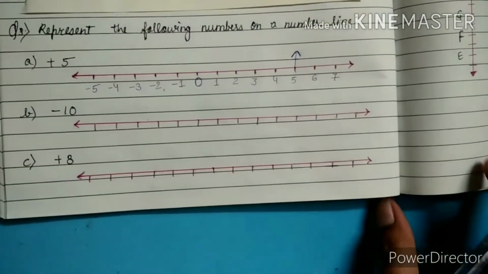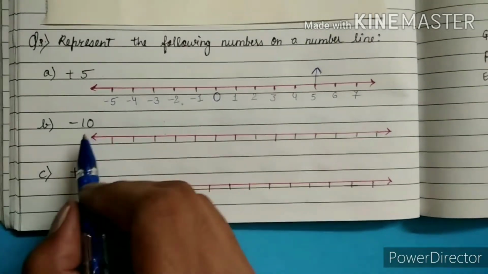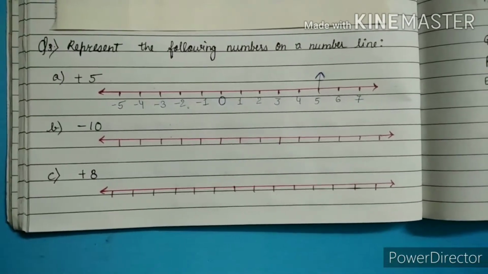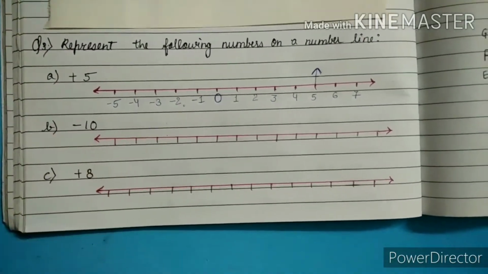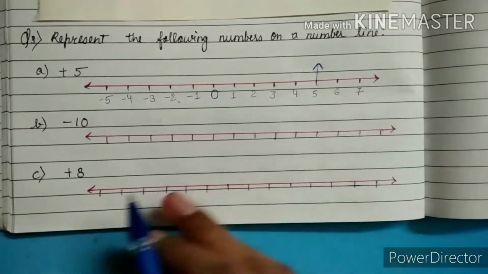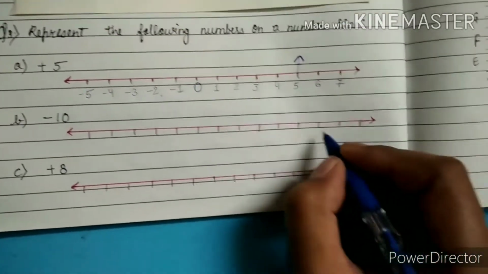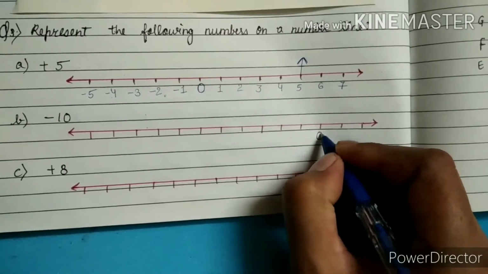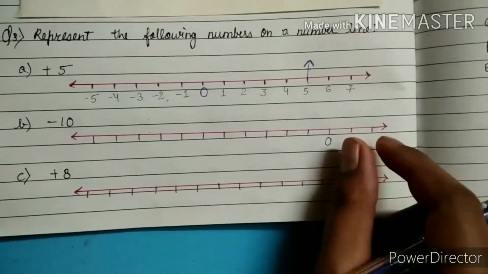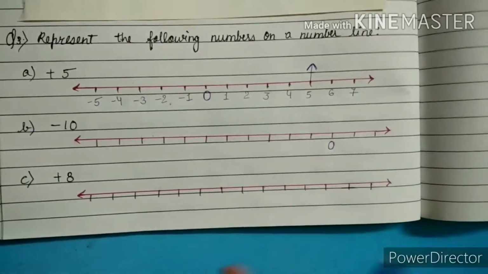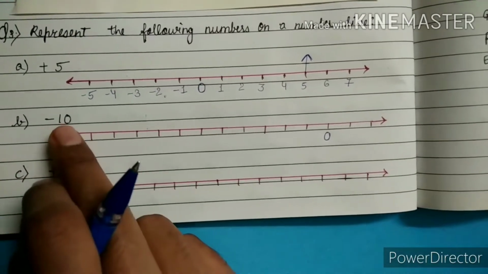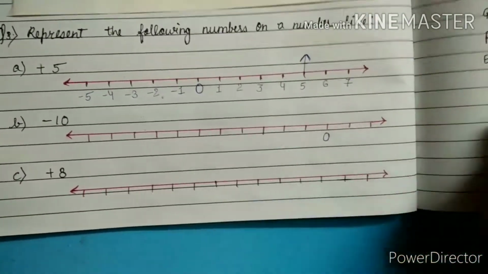Now B, negative 10. Here we have more numbers on the negative side. That's why I am putting 0 at the corner. At the corner, here I am putting 0 because we want more numbers on the left hand side and we don't want many numbers on the right hand side, because the question is asking for a negative number. That's why I put 0 at the corner.